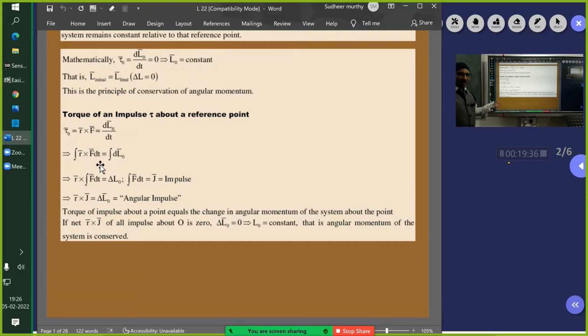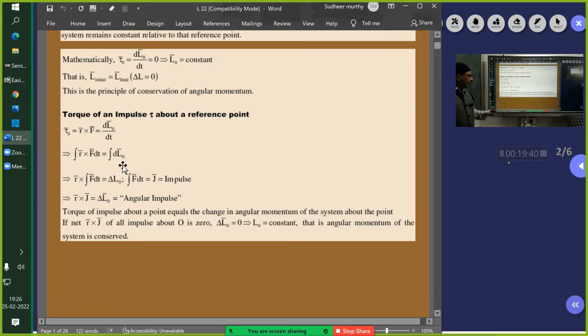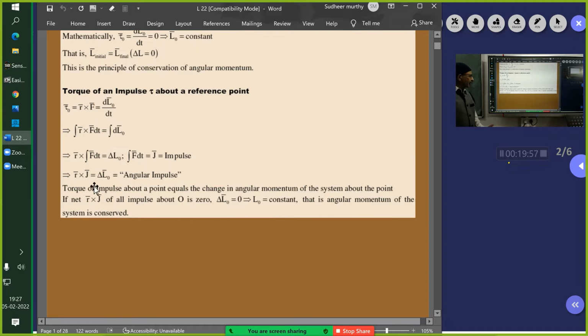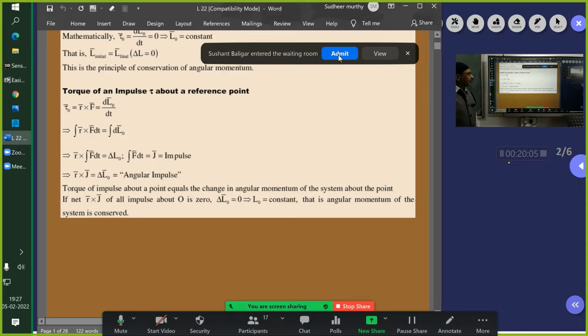So R bar cross F bar dt will be equal to delta LO bar. Integration F bar dt is equal to J bar, which is the impulse of a force. Clear? Simple. We knew this, the same thing is going to be applied here. So R bar cross J bar is equal to delta L, and this is called angular impulse.